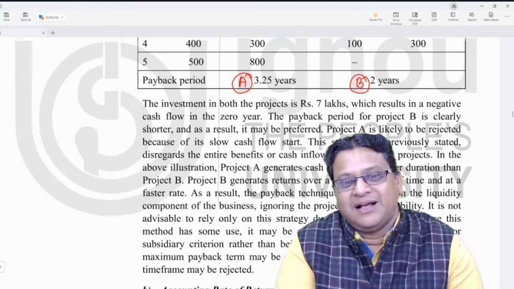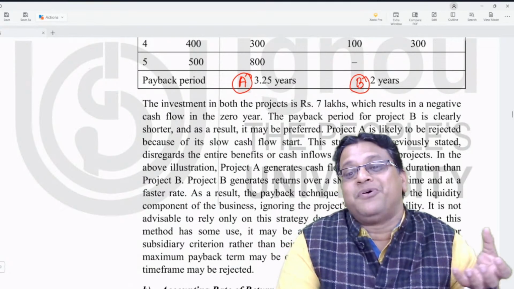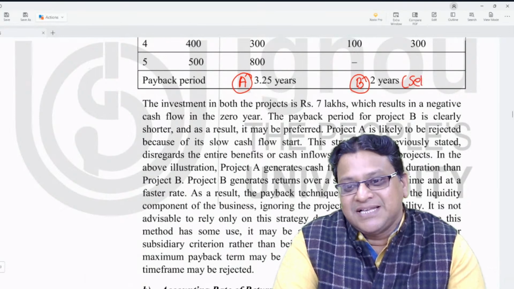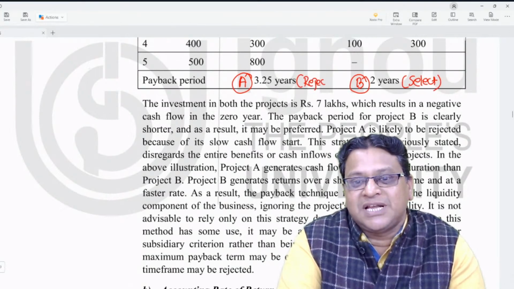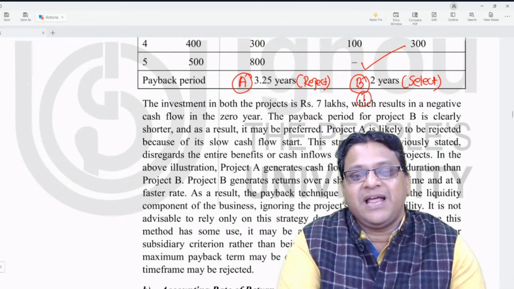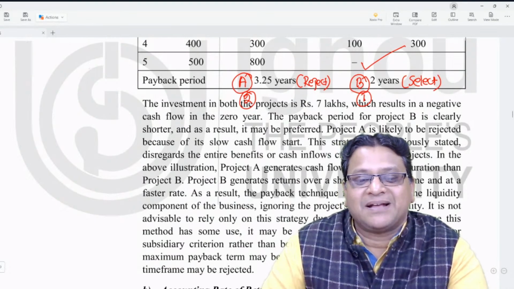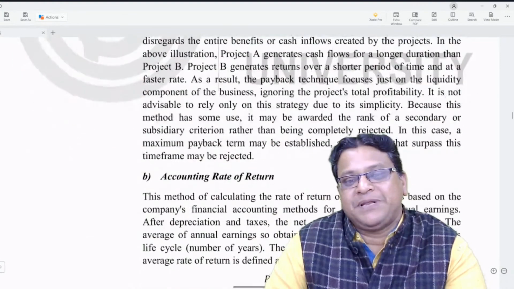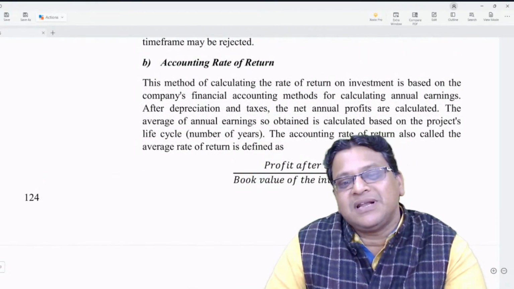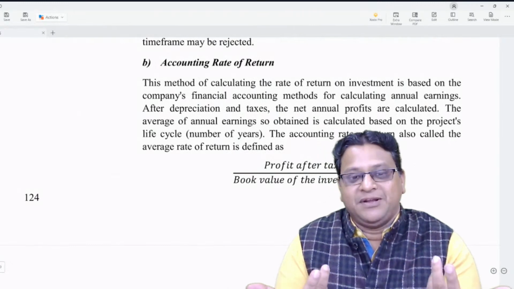Now, which one to select? If I have to select between A and B, I will select the project in which the money is recovered fast. That means I have to select the project where the payback period is less. So in this case, I will select B and reject A. Or I will do project B first. Then, if time permits, I will go to project A. This is the decision criteria under payback period. It's a very simple method, but it suffers from one major limitation. The major limitation is that payback period does not consider time value of money.